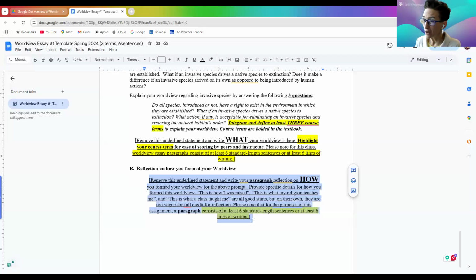Other common places are that they don't include course terms. They include terms that aren't course terms, but they think they are, but they're not in the glossary. Another one is they just don't define course terms. And sometimes they just don't tell me what their worldview is. They just start explaining what an invasive species is. I don't need you to explain what an invasive species is. I've already done it for you. I need you to tell me what you think about invasive species and then tell me why.